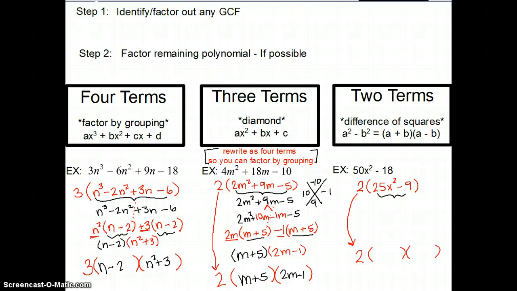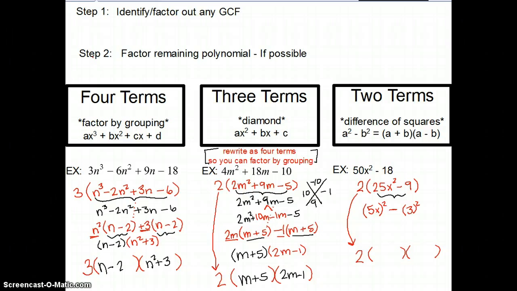Factoring that binomial inside, I see that 25 is a perfect square, as is x squared. So I can rewrite this as 5x all to the second power. I see that 9 is also a perfect square. I can rewrite that as 3 to the second power. I am taking their difference, so what I have here is the difference of two squares.